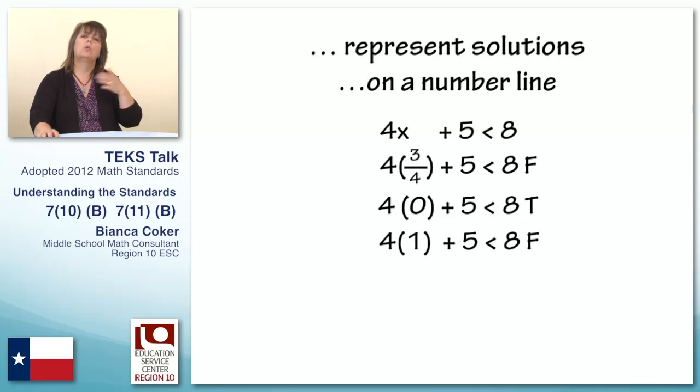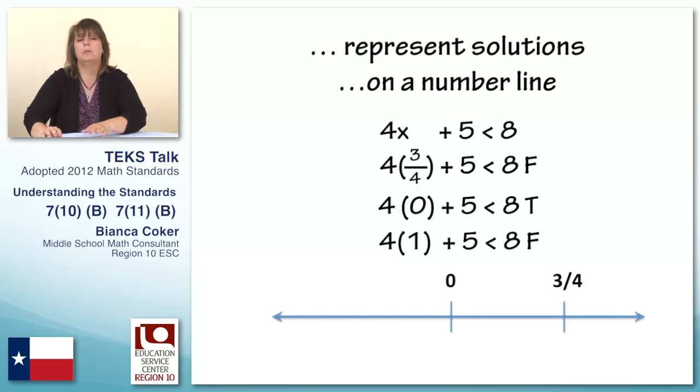Let's check numbers greater than 3/4 next. So in place of x, I'm going to put in 1. Another good test point because it's just so easy. So 4 times 1 plus 5 is what I'm going to have on the left side of my inequality. Well, that's 4 plus 5 or 9. And then you ask, is 9 less than 8? 9 is not less than 8. That's false. So I'm not going to shade that part of the number line.